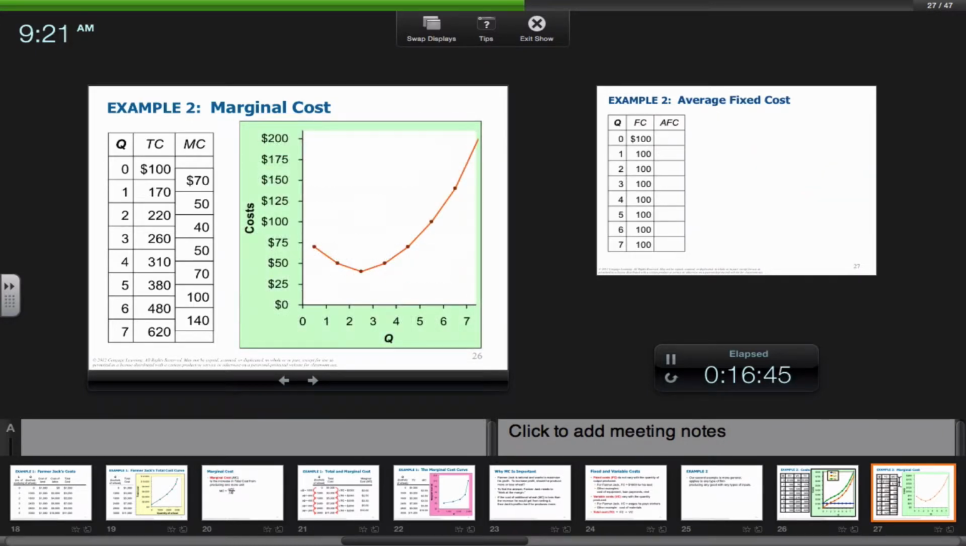All right. So we get a funky looking graph here when marginal costs decrease before they rise.